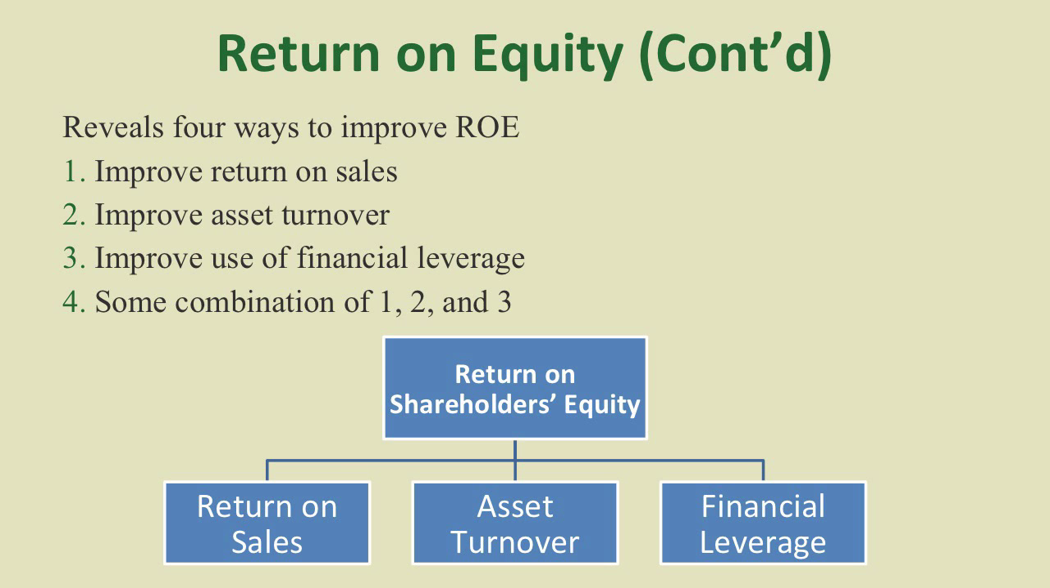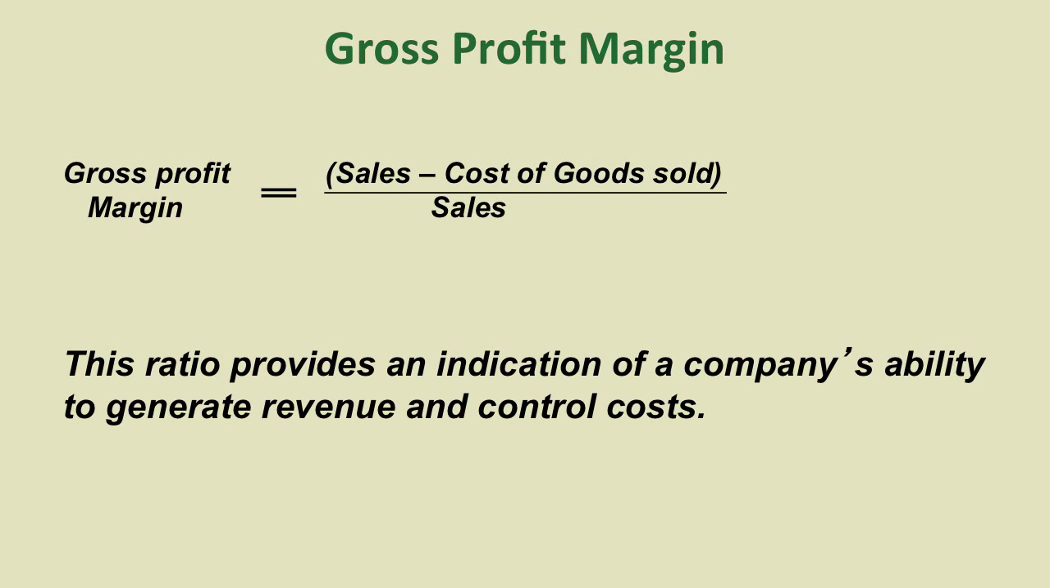The third profitability ratio we're going to talk about today is gross profit margin. It equals sales minus cost of goods sold, which is also called gross profit, divided by sales. So this one measures for every $1 of sales revenue, how much gross profit can be squeezed out of it. As a manager, if you want to increase your gross profit margin, you need to increase your revenue while at the same time control your costs.